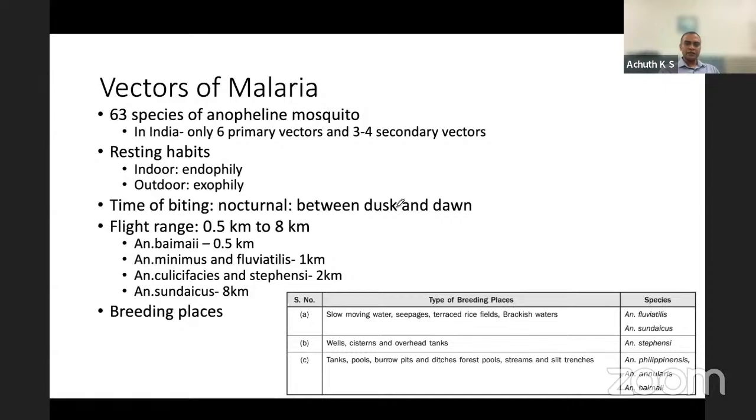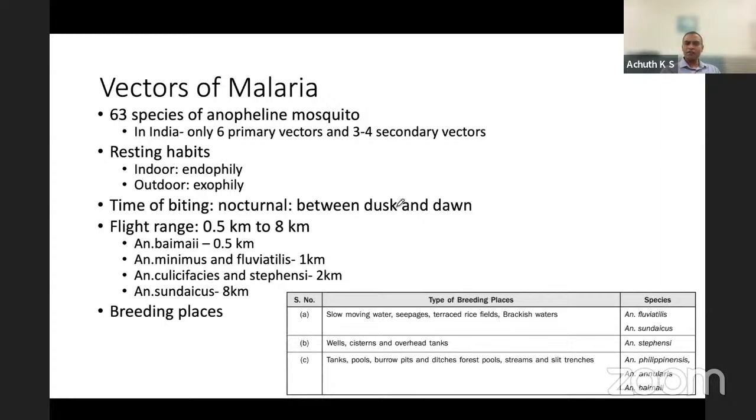What are the vectors of malaria? Falciparum does not cause malaria on its own. It needs a vector or a transport mechanism. That is the mosquito. There are 63 species of Anopheles mosquito, but there are only 6 primary vectors or 3 to 4 secondary vectors in India. And they rest inside the home and outside the home. If they're resting indoor, we call the mosquito endophilic. If it is outside, we call it exophilic. In this case, it is both. When does it bite? During dark time, between dusk and dawn.